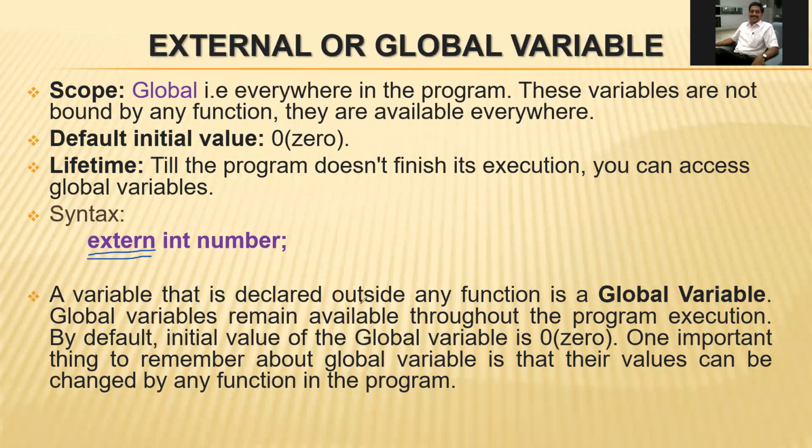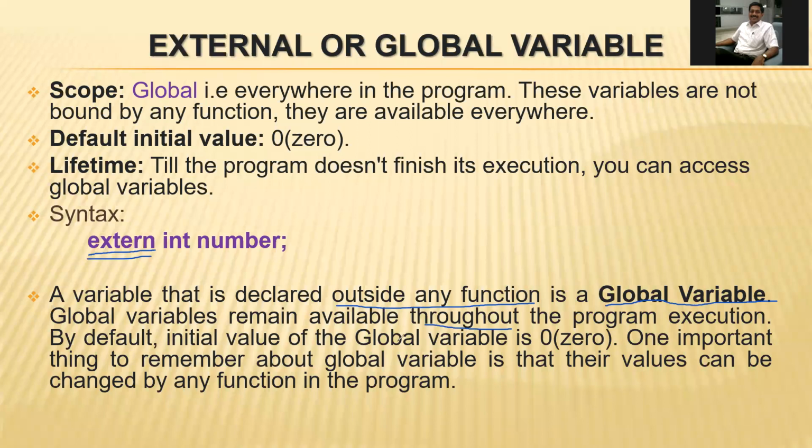So what is this? A variable that is declared outside a function. We can see integer number we can declare outside any function, not inside a function. If you are declaring any variable in the function, that will be local to that function. So if you are declaring any variable outside of any function, that will be your global variable. So global variables will remain available throughout the program execution. Throughout the program execution, we can use this global variable.